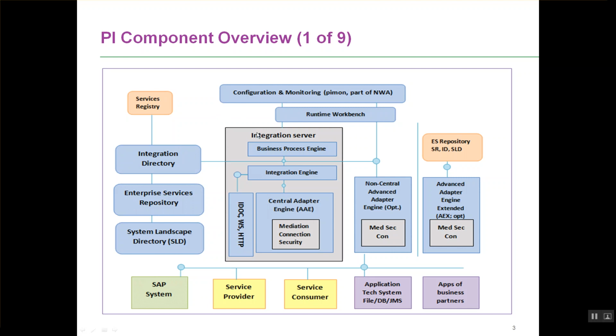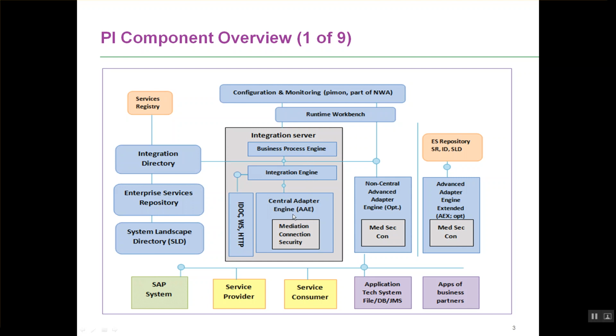Okay. With that, we would move to what is the heart of PI, which is the integration server. The integration server is what we call the runtime of PI. Okay, when we say the runtime, this is where the messages get processed. This is where whatever is being sent to PI will get processed. So the integration server is the runtime of PI, and this in turn contains three essential components: the central adapter engine, the integration engine, and the business process engine.